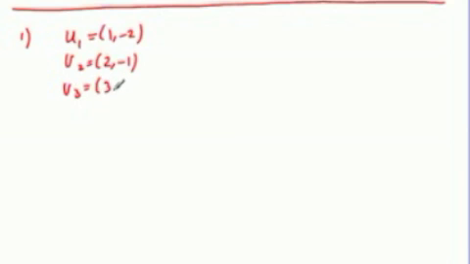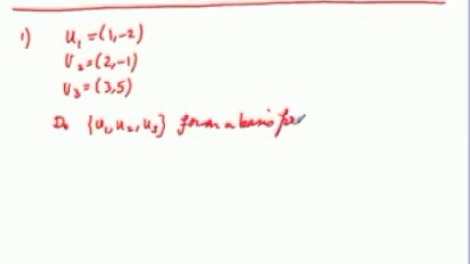Okay, let's start with problem 1. It says I give you a bunch of vectors u1, u2, u3. Question: do the collection of u1, u2, u3 form a basis for R2? Is this a basis? What do you think?